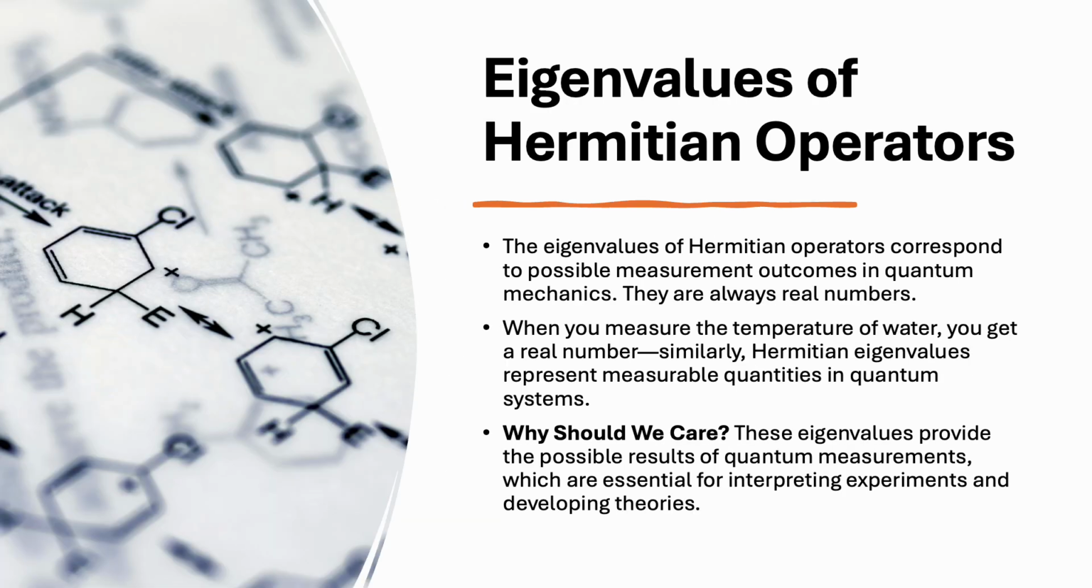Eigenvalues of Hermitian operators. The eigenvalues of Hermitian operators correspond to possible measurement outcomes in quantum mechanics. They are always real numbers. When you measure the temperature of water, you get a real number. Similarly, Hermitian eigenvalues represent measurable quantities in quantum systems. So why should we care? These eigenvalues provide the possible results of quantum measurements, which are essential for interpreting experiments and developing theories.